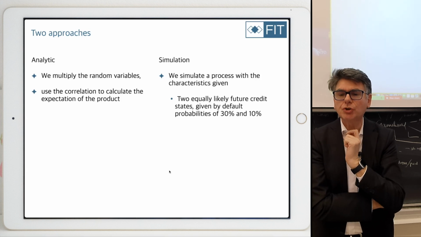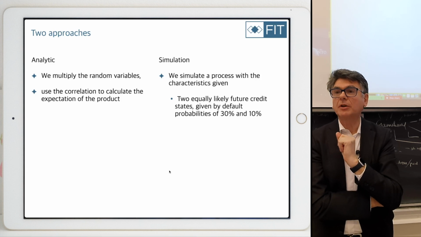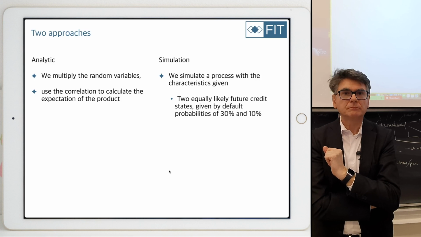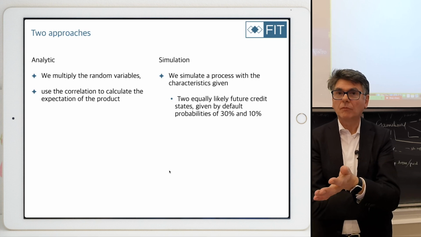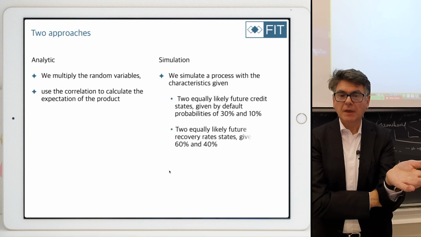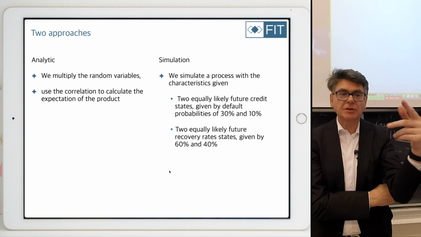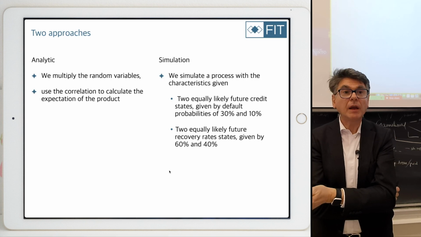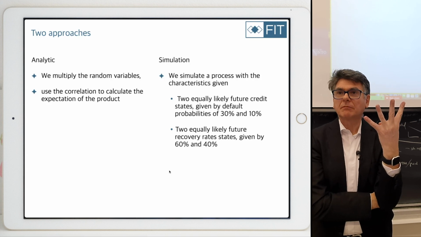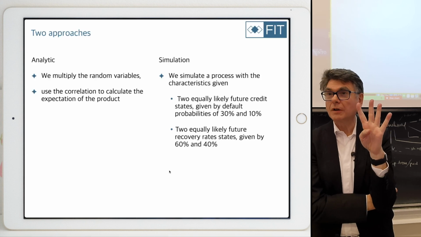I'm going to consider 2 equally likely future credit states for my counterparty, labeled by the probability of default. One is 30, one is 10. That gives me an average of 20, standard deviation of 10. So I've modeled that. Then I'm going to give two equally likely future recovery states, one at 60%, one at 40%. It matches my expected 50, standard deviation of 10. So I've created 4 possibilities for the future that are consistent with the assumptions in my statement.